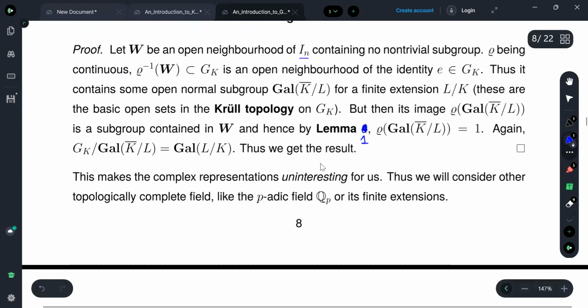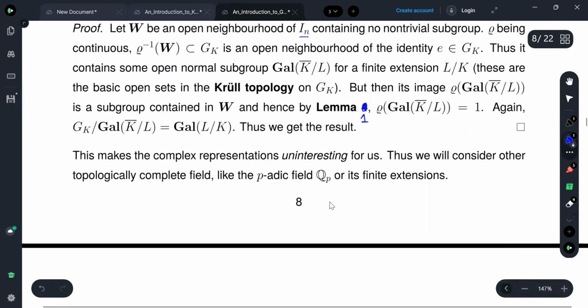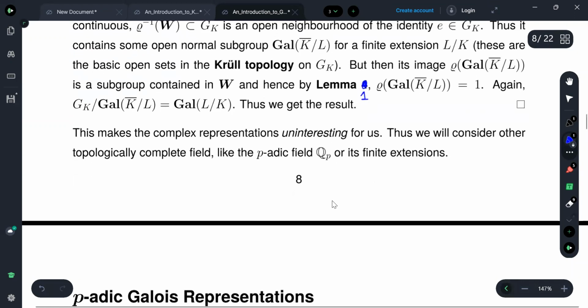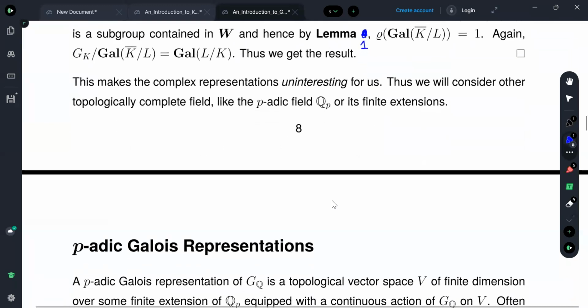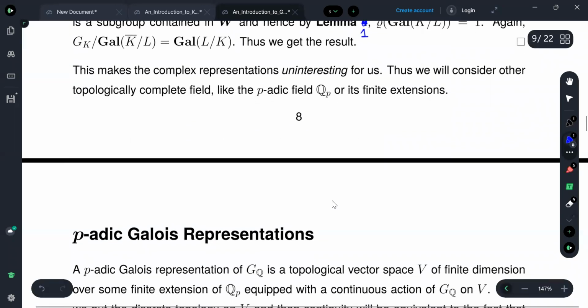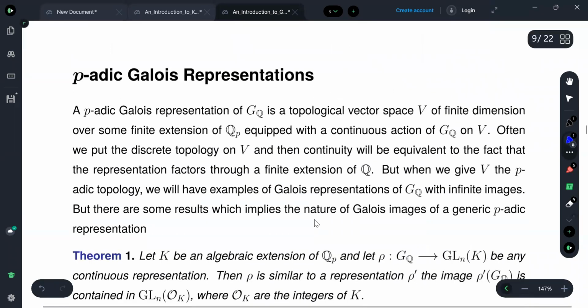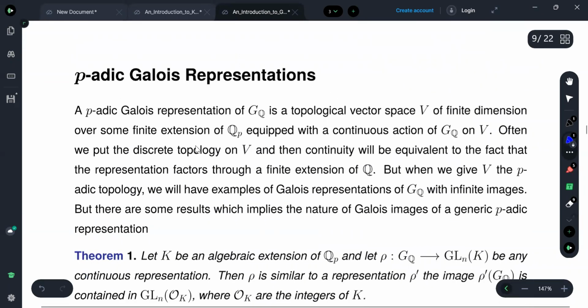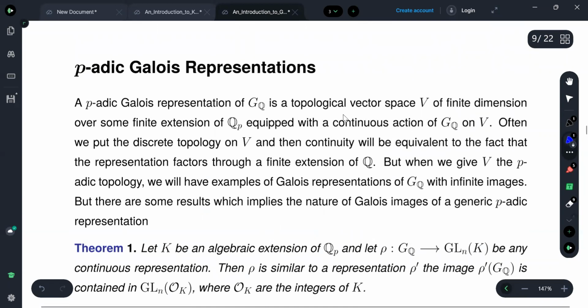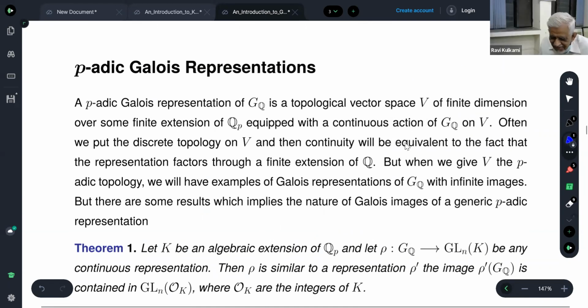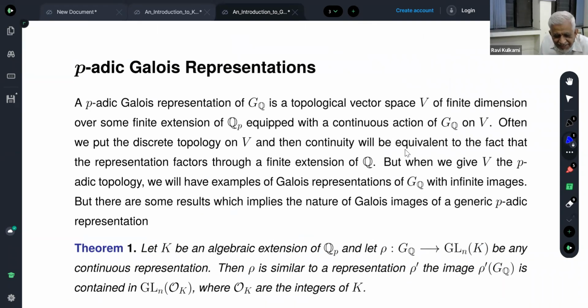So this makes the complex representations not interesting for us. We'll study p-adic representations. A p-adic Galois representation of G_Q is a topological vector space V, which is finite dimensional. Sorry, I should tell you one of my memories.